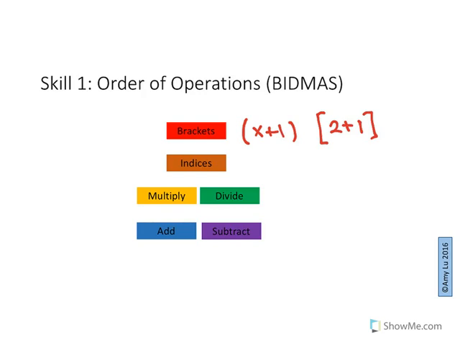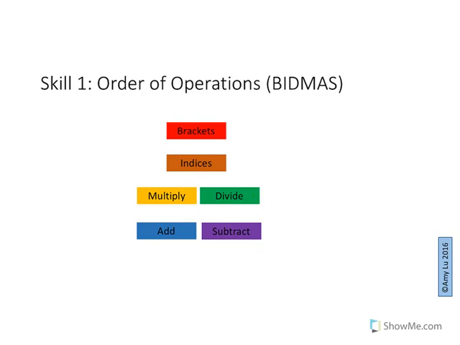Indices are the numbers to the corner. It's a power. So here 4 is an indice. Or you have 3 to the power of 2. 2 is an indice. Or 4 to the power of 5. 5 is an indice. Indices indicate powers. And we won't talk too much about this in this chapter. Then multiplication is simply multiplication, division is division, addition is addition, and subtraction is to take away.